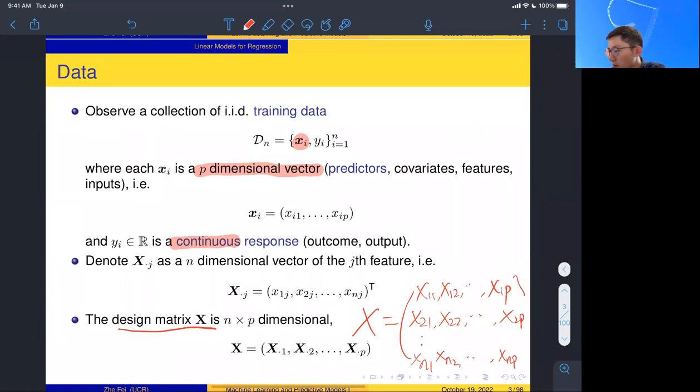So the rows we denote by xi, and the columns of the capital X we denote by xj in general. Each column is xj for j from 1 to p, so we have x1 through xp. That's just the notation for the design matrix X, and that is also your inputs.